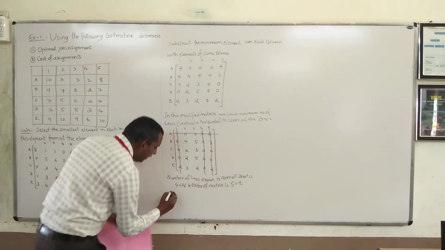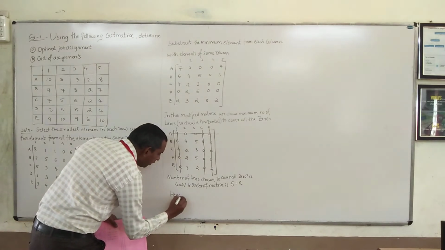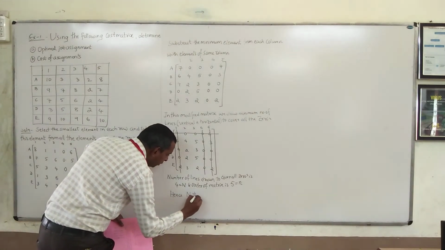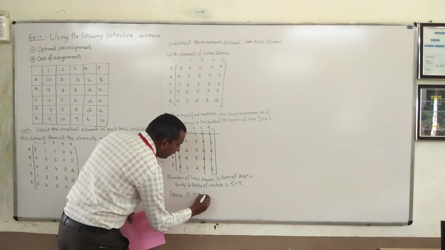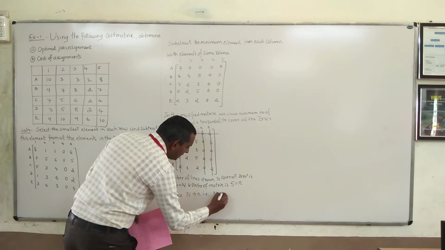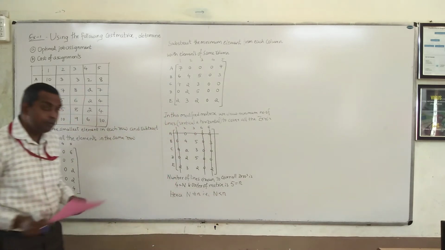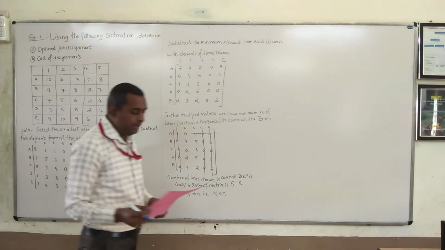Hence what happened here? N is not equal to n. That is, N is less than n. So in that case, you are supposed to go for the next step.